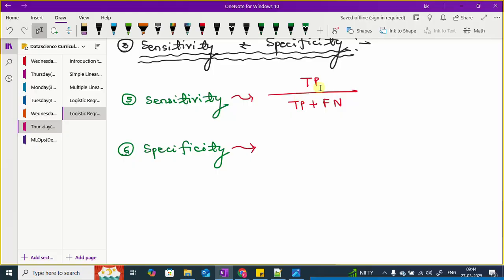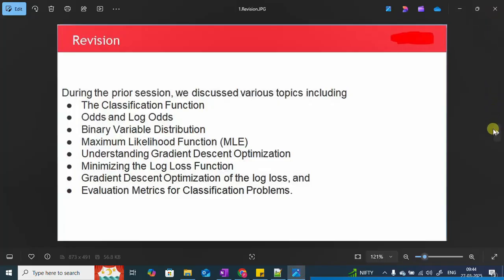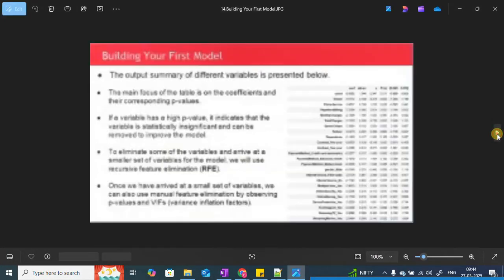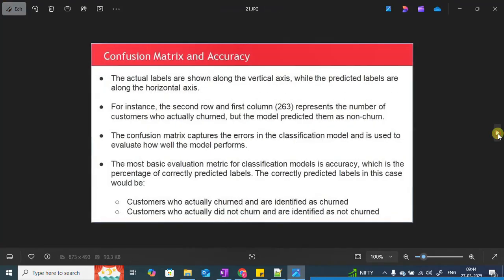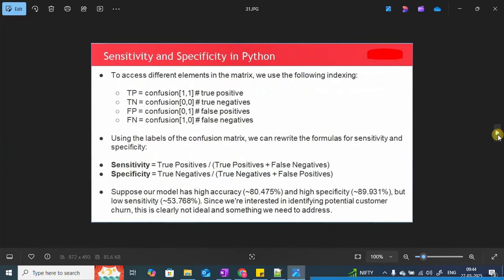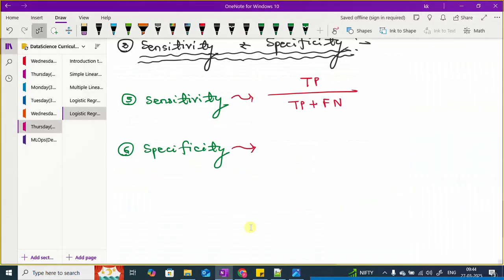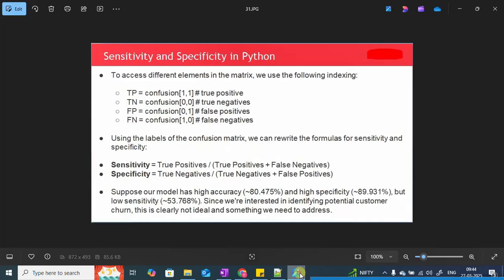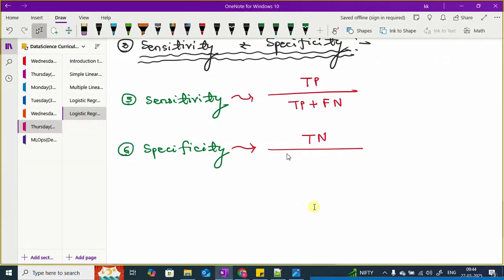Sensitivity is equal to true positive divided by true positive plus false negative. And the specificity is equal to, let me write down the formula first, just one minute, then I will explain. True negative divided by true negative plus false positive.